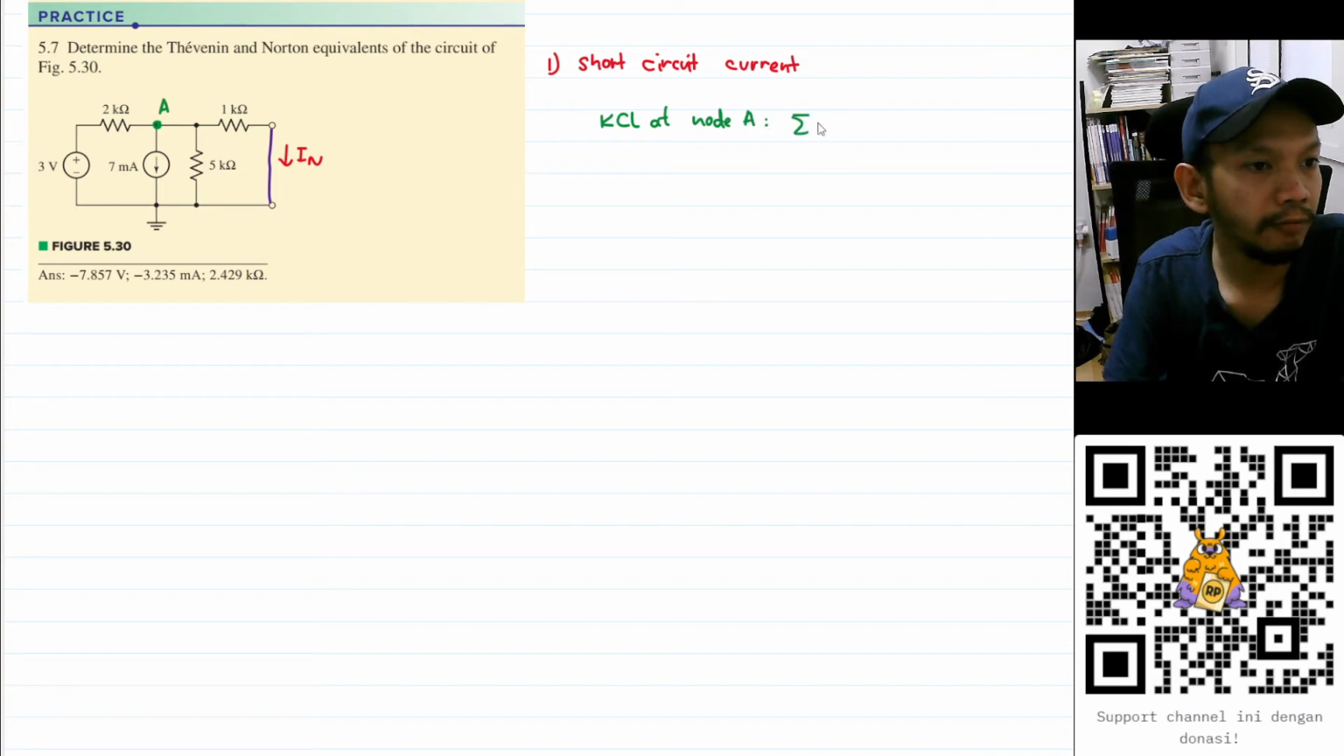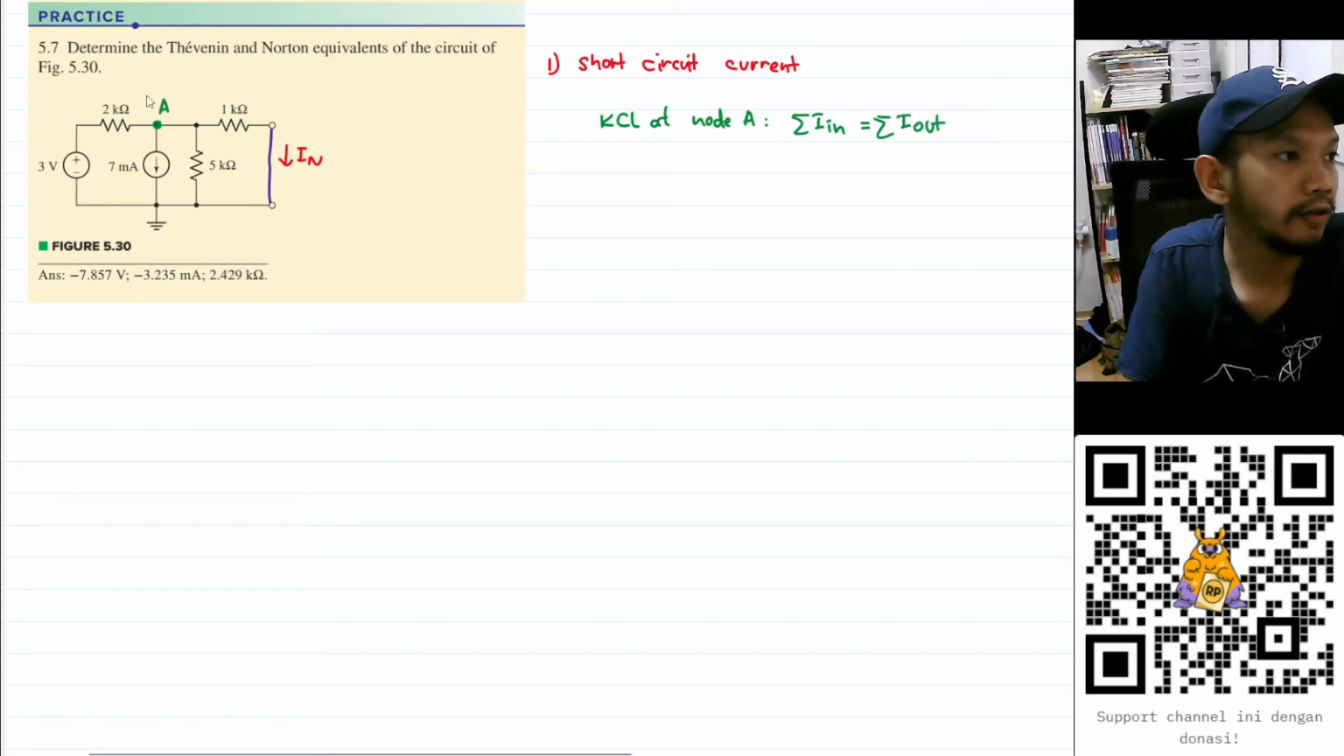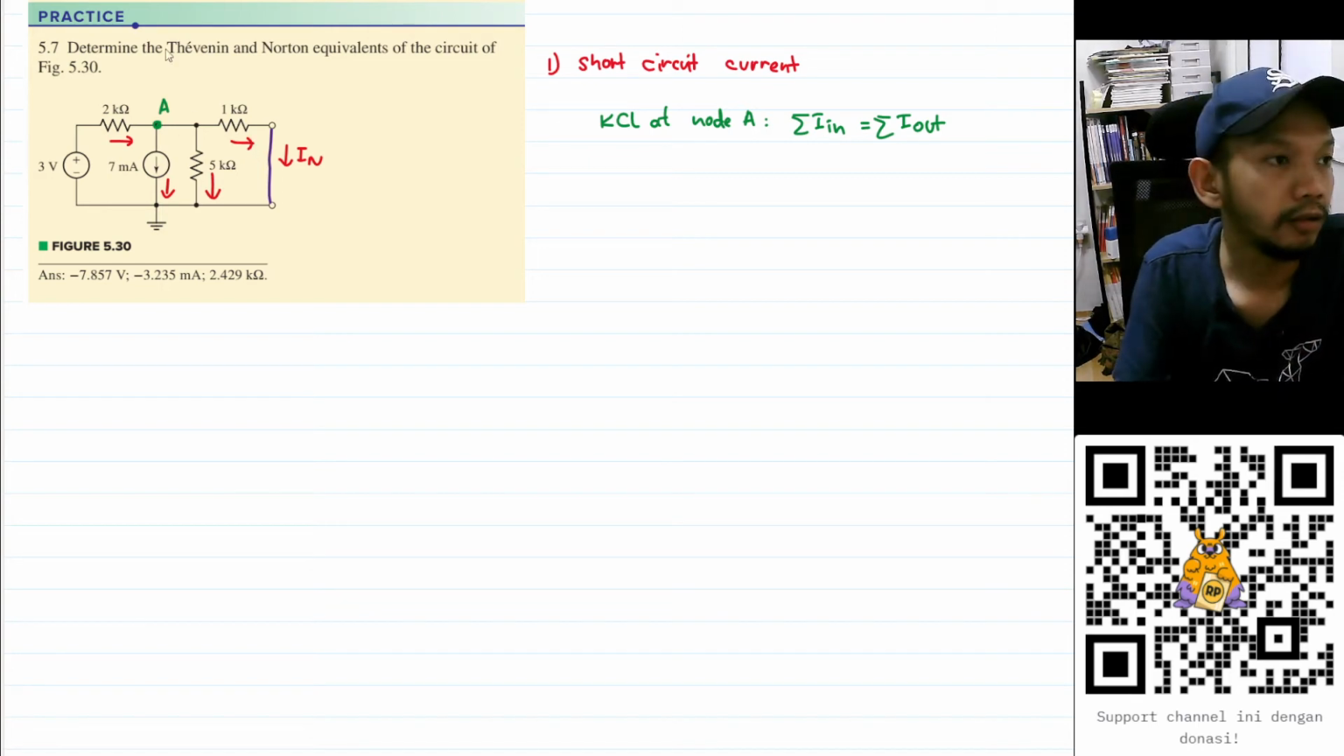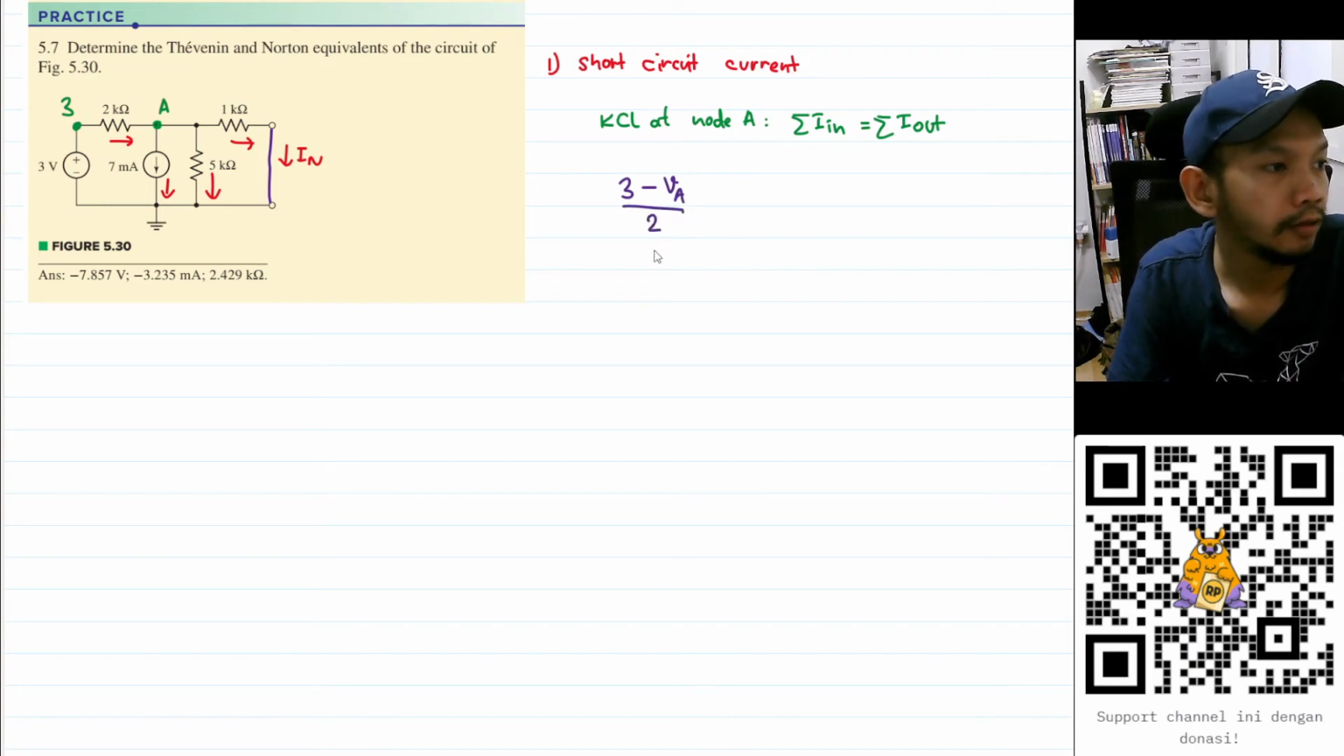KCL says that the sum of the currents that go in is equal to the sum of the currents that go out. Okay, let's assume the direction of the current. This is going there. This is obviously going down. This is also going down, and that is going to the right. The current that goes in is this one. But remember, this node here is 3 volts from the ground. So I will have (3 minus VA) divided by 2.